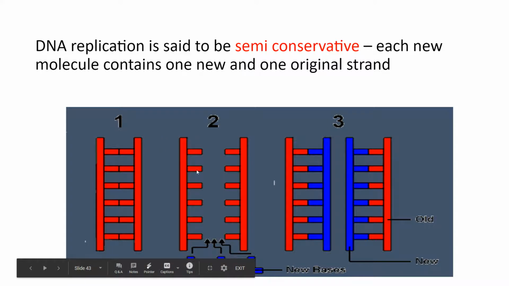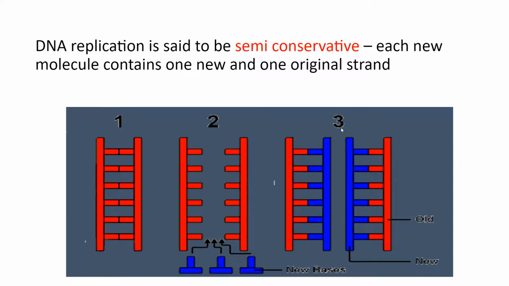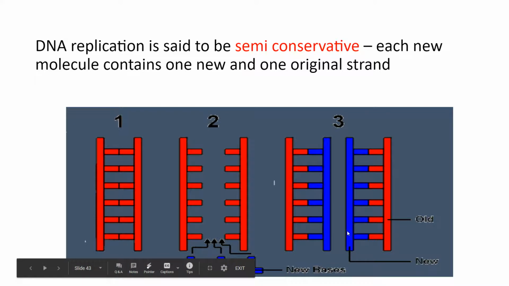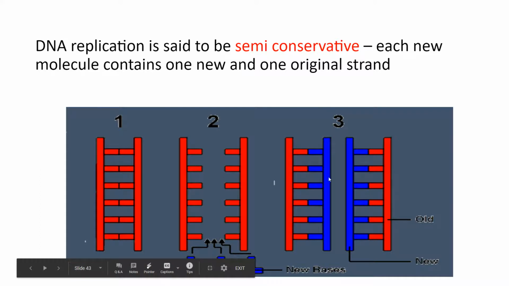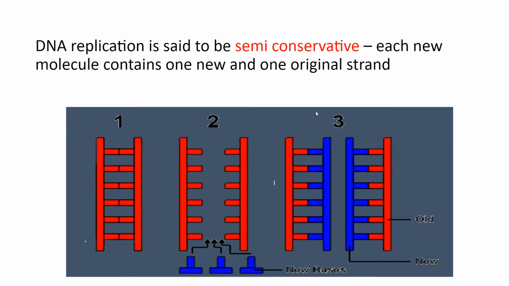Now, the first thing that happens is the two strands have to separate, okay? And then the third step here, you can see that each strand has a new strand added to it. So each new molecule has one original strand, which is in the red, and the blue represents a new strand. So each molecule has an original strand and a new strand. So you've gone from one DNA molecule to two. We're going to break it down further.